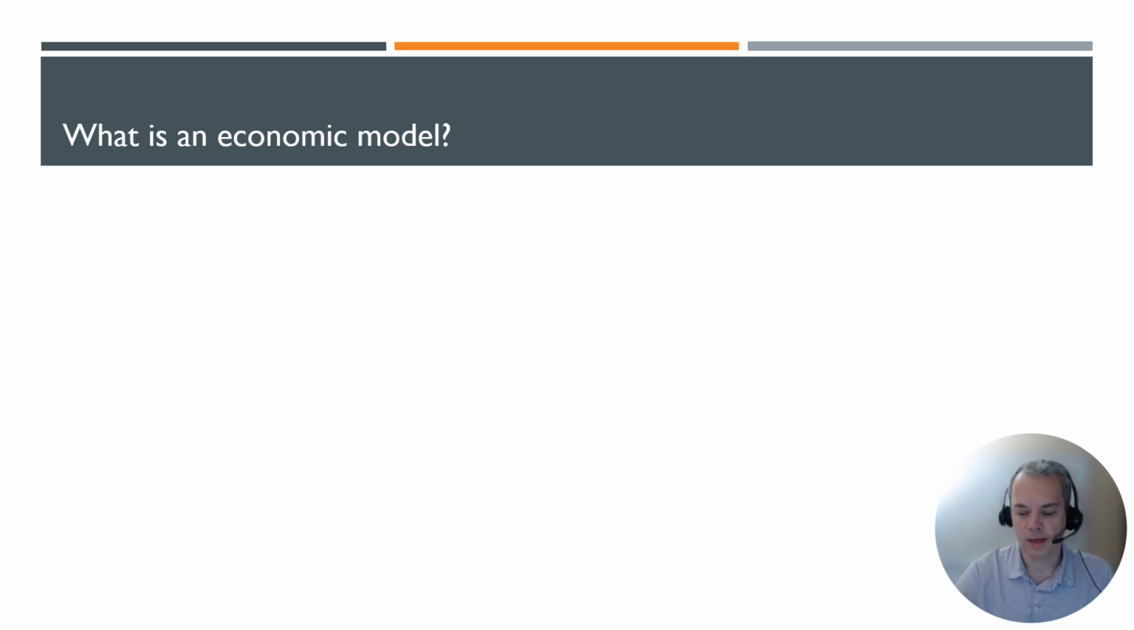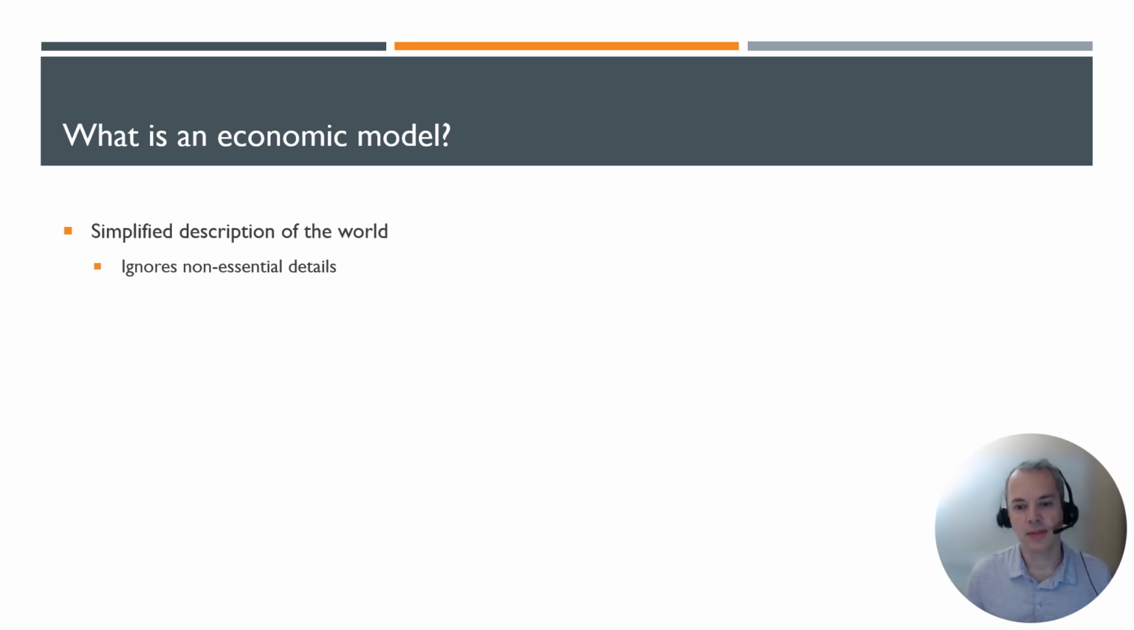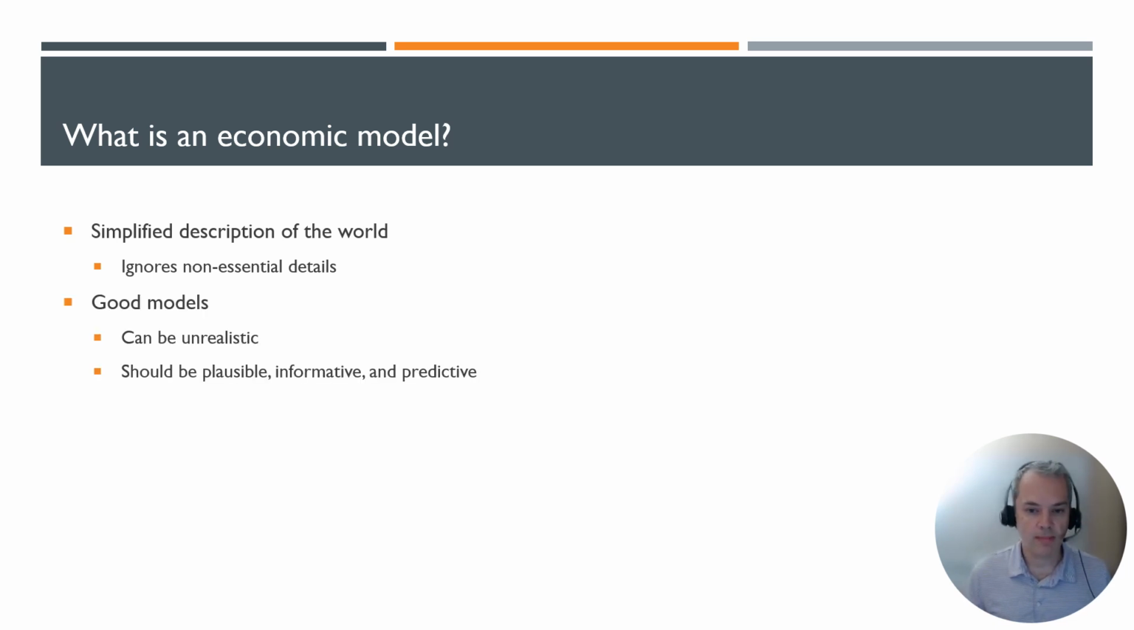What is an economic model? It's going to be a simplified description of the real world in which we ignore non-essential details in order to focus on those things that matter for the particular question that we are interested in. So a good model might very well be unrealistic. It's going to exclude things that you think matter and are important for explaining the whole variety of behavior.